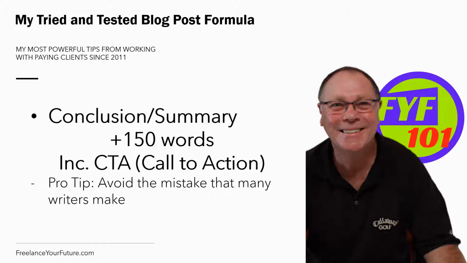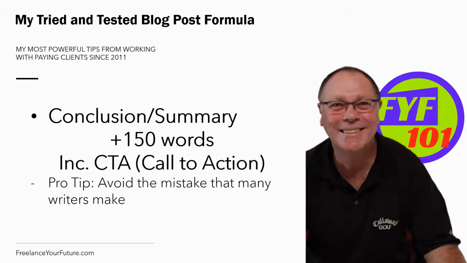And the final part of the formula is the conclusion or summary. And this, just like the introduction, you want to keep to about 150 words in total. And within the conclusion or summary, you would include any call to action, any CTA that's required. So at this point, as you're summing up, you would tell the reader what you want them to do next, if that's relevant to the blog post that you're writing.